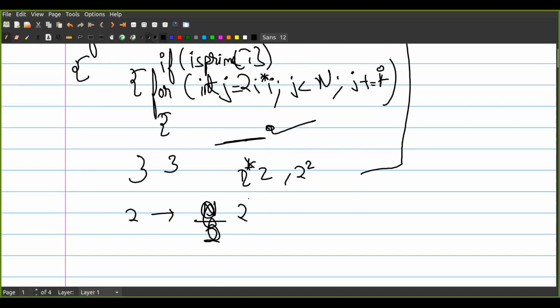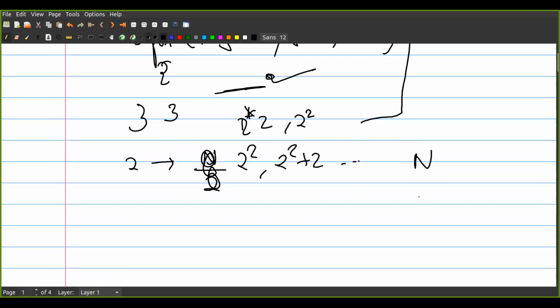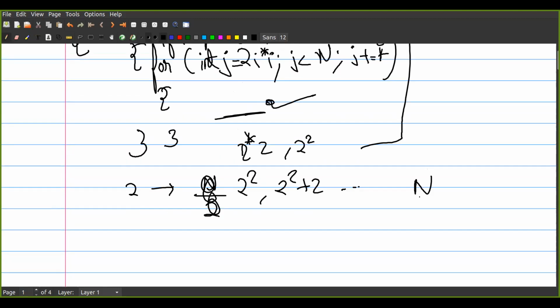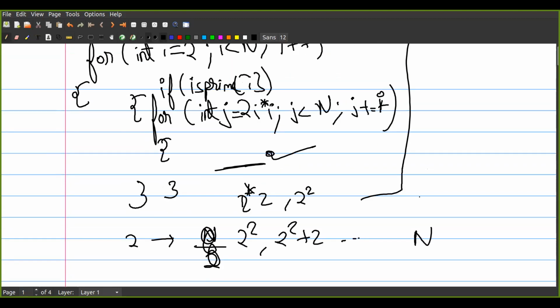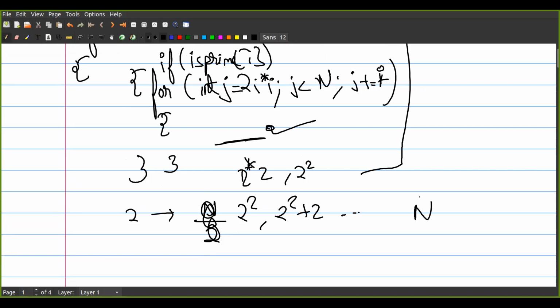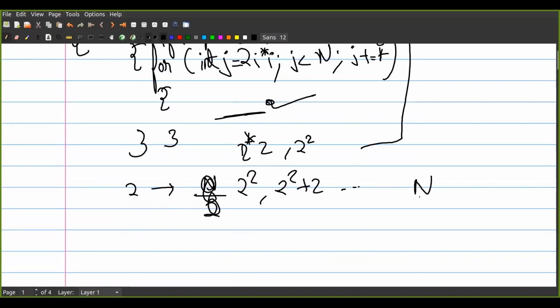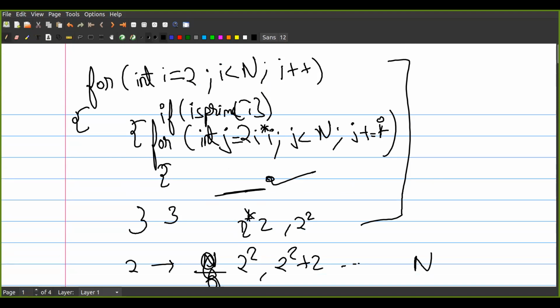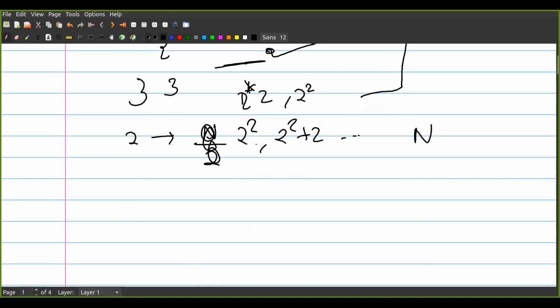So for 2, I will move to 2 square, 2 square plus 2, up till n. So what will be the time complexity? Okay, how many operations is this? Let me just analyze this. Let me try starting the inner loop from j equal to 2i, not i square, for now.